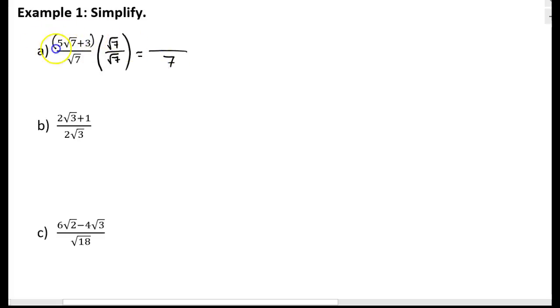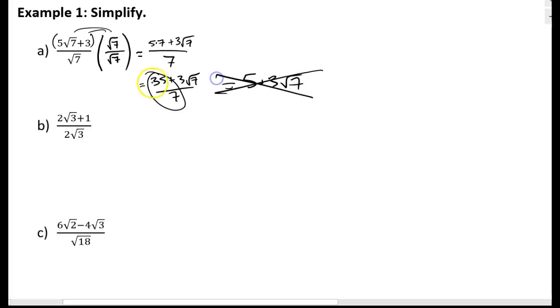My numerator, because I have 2 terms though up here, I do need to multiply them both. So that means that we do have that element of more than one thing multiplying together. So I've got 5 root 7 times root 7 is 5 times 7 plus 3 root 7, which I can rewrite as 35 plus 3 root 7 over 7. Now, one thing I cannot do is I cannot just go, okay, well, 7 goes into that evenly, so that's actually going to be 5 plus 3 root 7. That doesn't work. Okay?